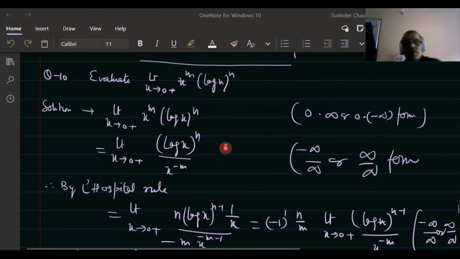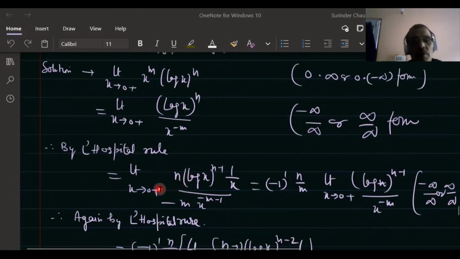So we'll not take the log to the denominator, we'll take the polynomial function to the denominator. So this will be equal to the limit as x goes to 0 of log of x to the power n upon x to the power minus m. If I put x equal to 0 here, this is minus infinity upon infinity form. So we can apply L'Hopital's rule to evaluate this indeterminate form. Limit as x goes to 0 from the positive side of the derivative of the numerator, n log of x to the power n minus 1 times 1 upon x, over the derivative of the denominator, minus m x to the power minus m minus 1.